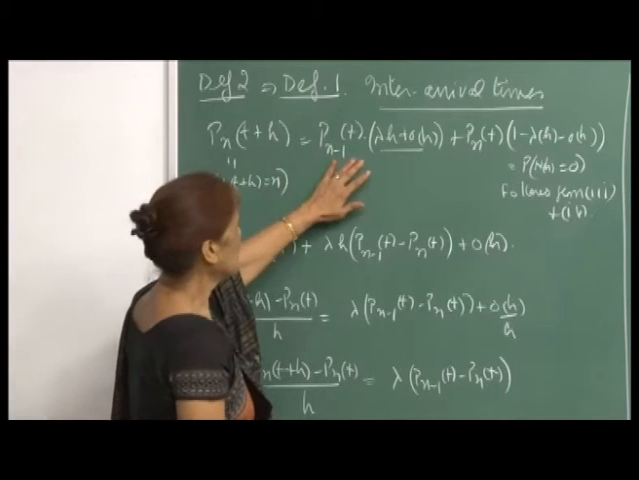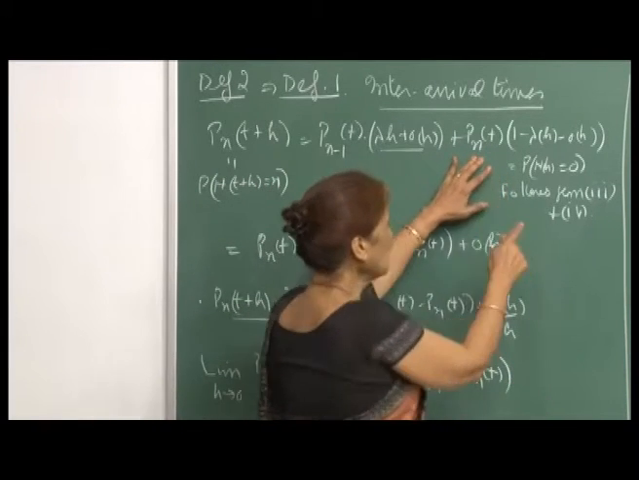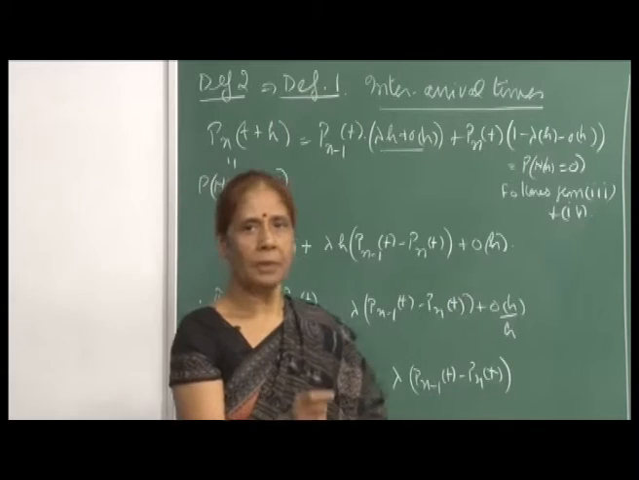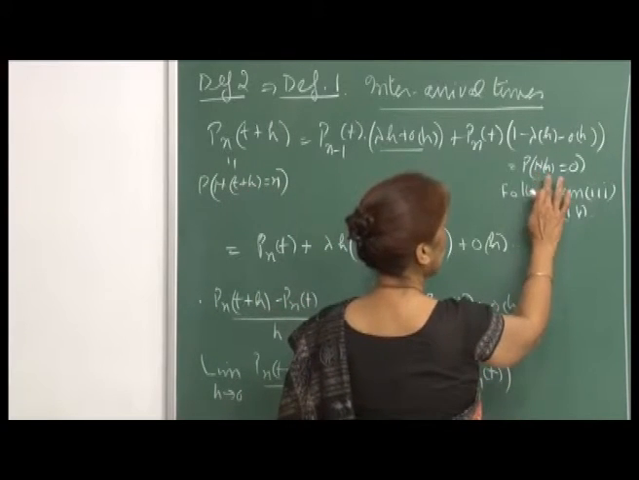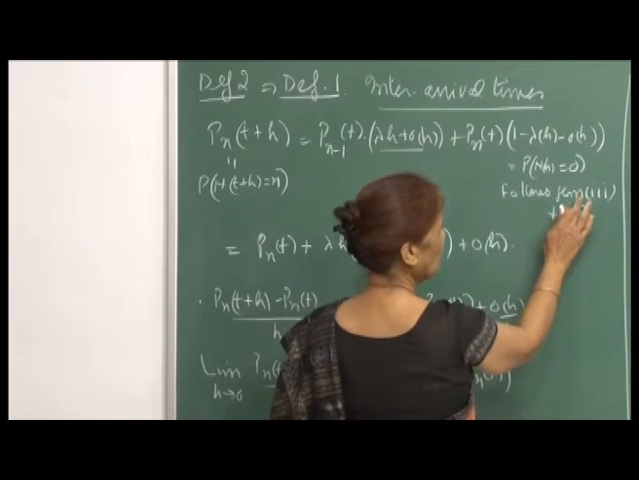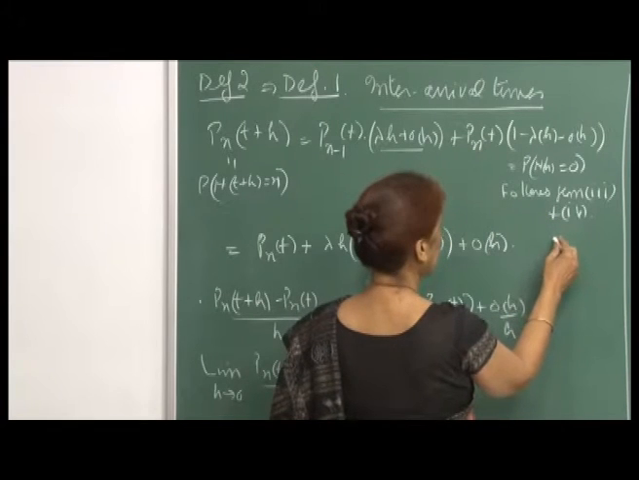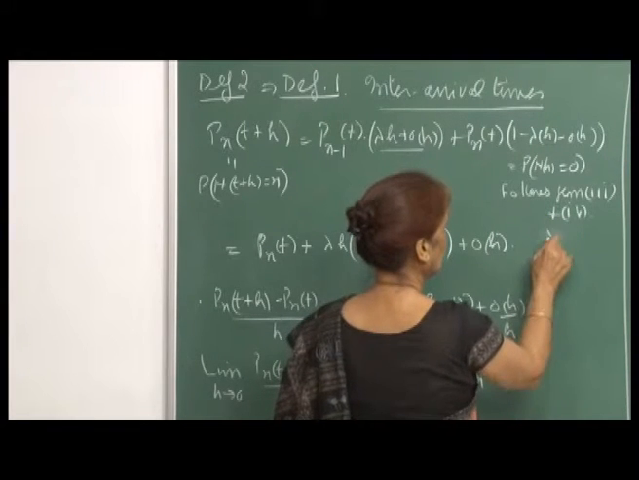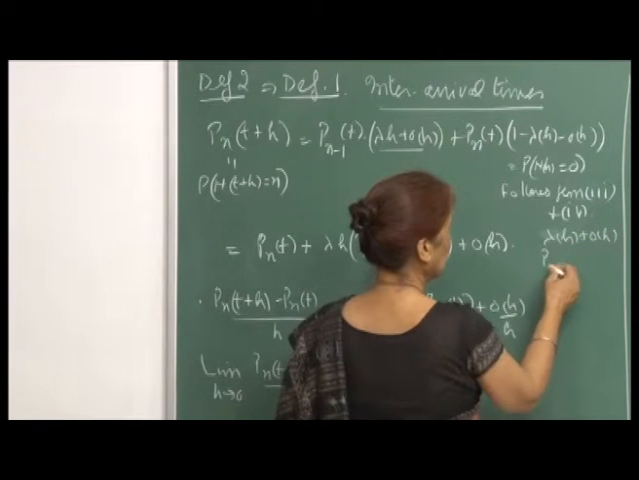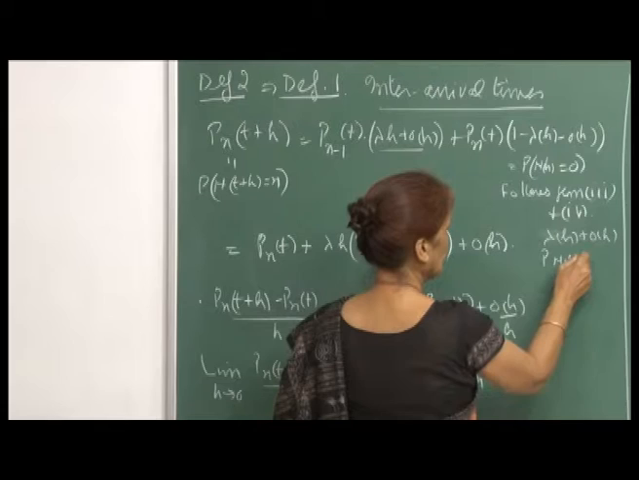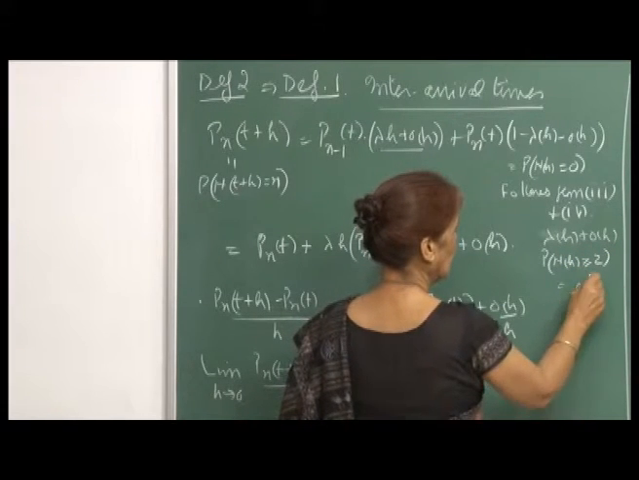That means there are n arrivals up to time t, and there is no arrival in time length h. This will be the probability P_n(h) equal to 0, which follows from 3 and 4. See, 3 said that the probability of one arrival is lambda h plus o(h), and the probability of n(h) greater than or equal to 2 was of order h.